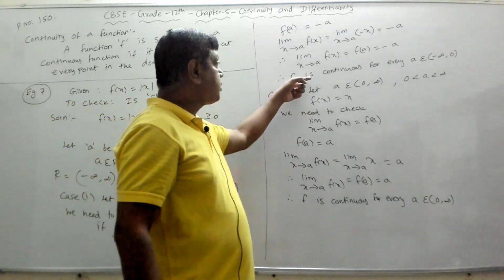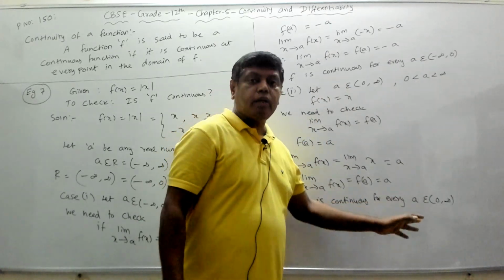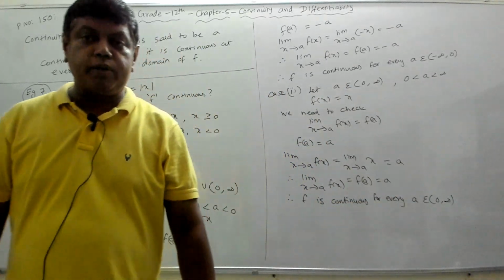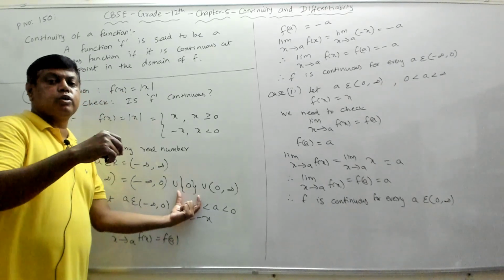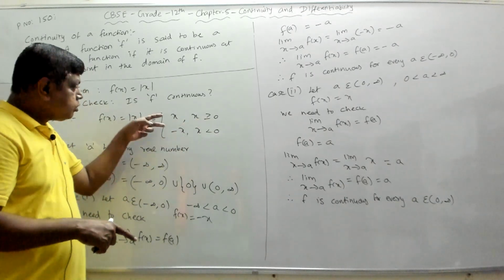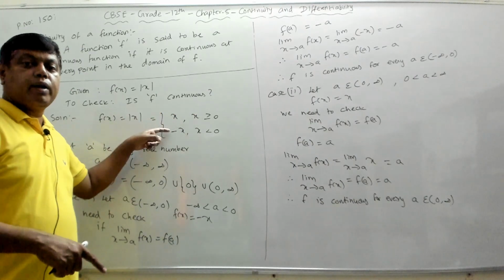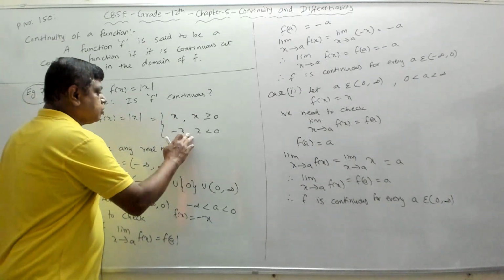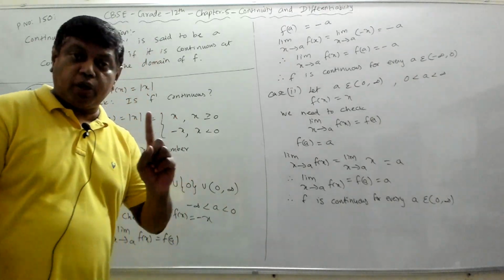So we have proved that f is continuous for all negative real numbers, and f is continuous for every positive real number. Now the only thing that is left out is 0, which we have to check. At the point 0, 0 should be treated separately. Why? Because at the point 0, the definition of the function is changing. It is x when x is greater than or equal to 0, minus x when x is less than 0. So that has to be dealt with as a separate case, only for that one particular point.